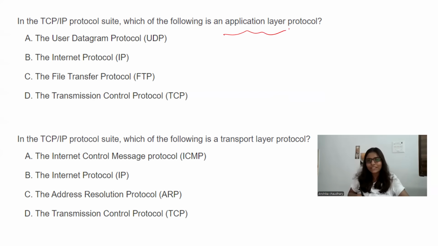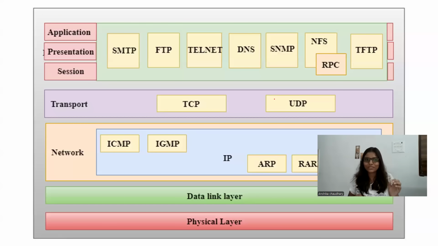For each layer, there are some protocols working on it, and it is asking which protocol works on the application layer. There are multiple protocols that work on the application layer: HTTP, HTTPS, FTP, SMTP, etc. So here FTP will be the correct answer, because UDP works on the transport layer, IP works on the network layer, or we can say internet layer, and the transmission control protocol TCP works on the transport layer. So FTP will be the correct answer, and you can have a look at all the protocols here itself. Application layer, presentation layer and session layer are combined in the TCP/IP model. We know it, right?